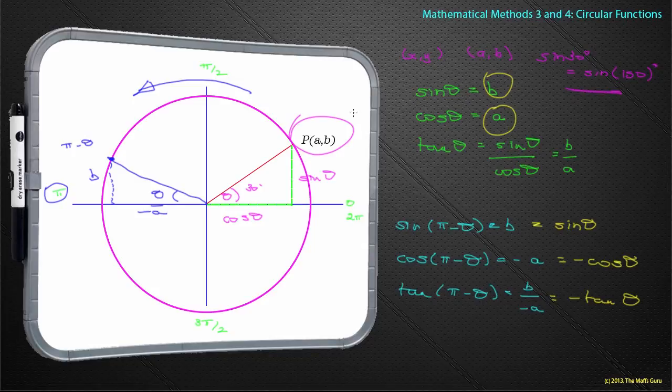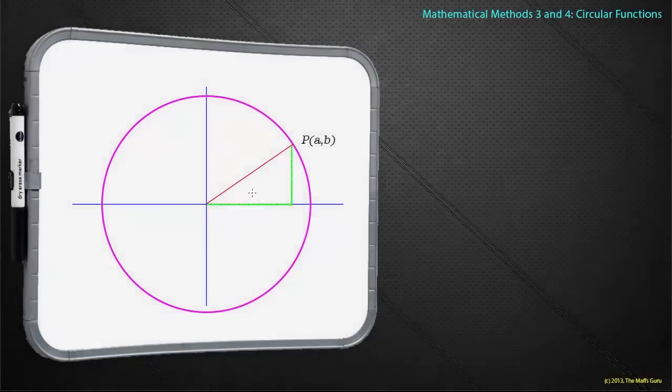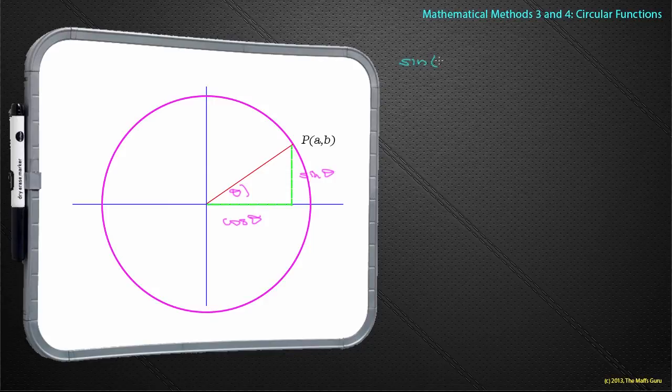What about the rest of the quadrants? What about this quadrant here and this quadrant here? Well, let's work it through very quickly. Once again, let's put our theta back on, and this is cosine theta, and this is sine theta. What if I now want to find the sine? So what happens if we want to find the sine of pi plus theta?